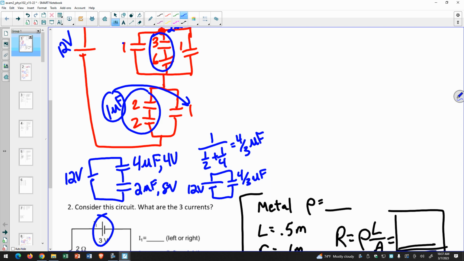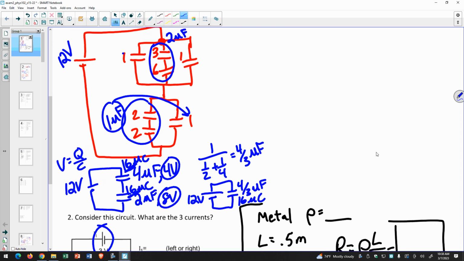It has a charge of 12 times 4/3, which is 16 microcoulombs. So I know that this capacitor has 16 microcoulombs, and this one also has 16 microcoulombs. Then I can find the voltage, which is Q divided by C. 16 divided by 4 is equal to 4. 16 divided by 2 is equal to 8. At this point, we can probably go back and begin answering questions.